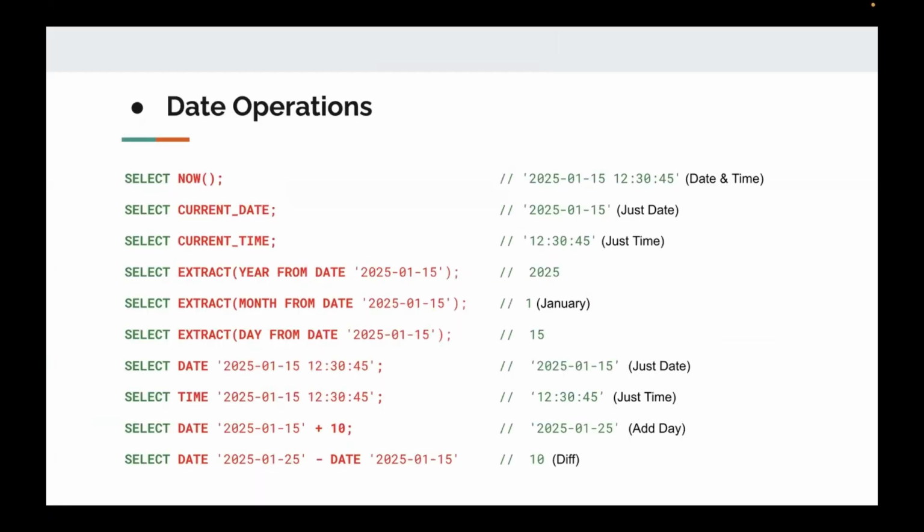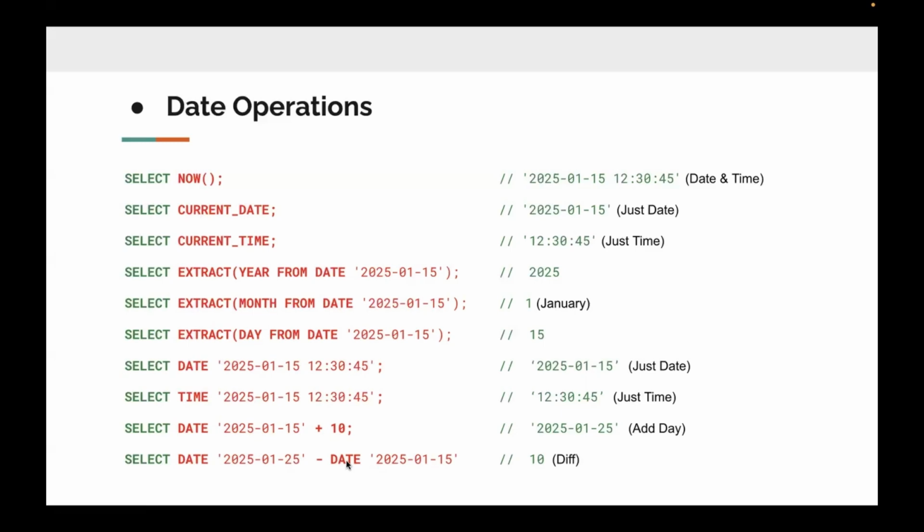We have also some date operations. First one is the now function, which retrieves the current date and time. Current date retrieves only the current date. It retrieves the current time. It extracts the year from this value, 2025. Extracts the month from this value. This extracts the day. It gives you only the date in this value. It gives you only the time in this value. Here you can add 10 days to this value. Here we can find the difference between these dates. It's 10 days.